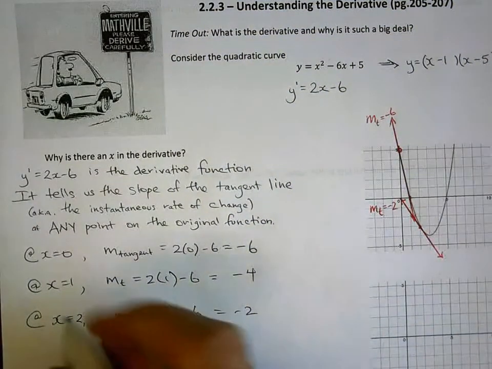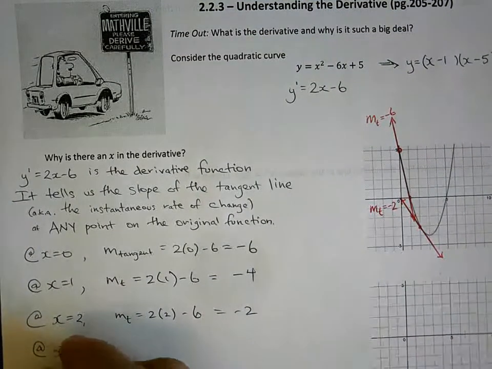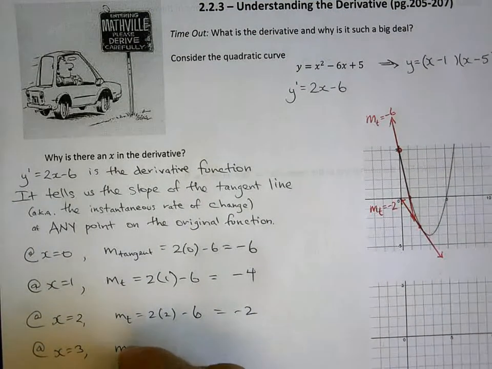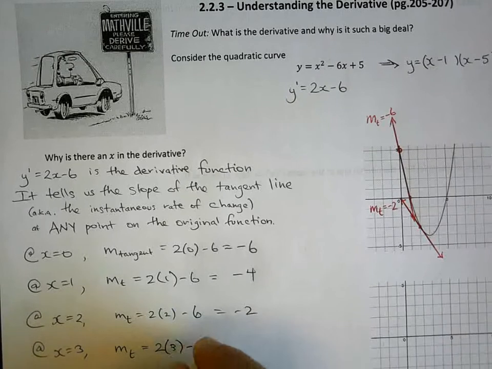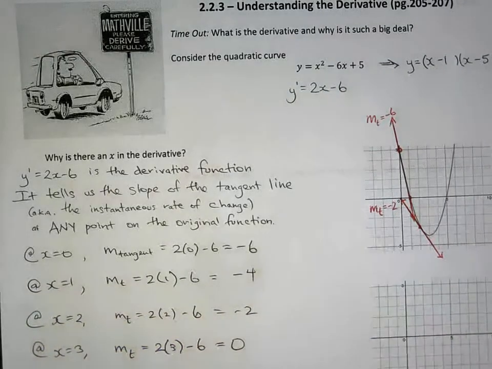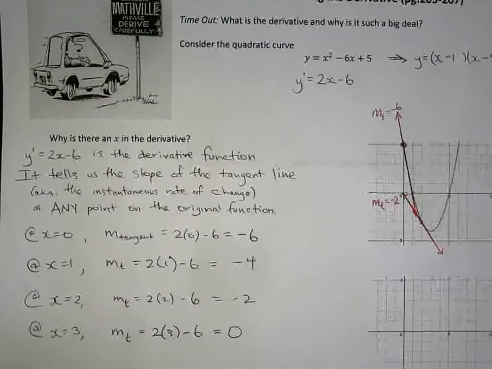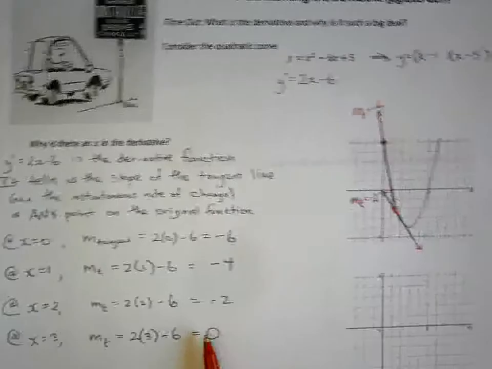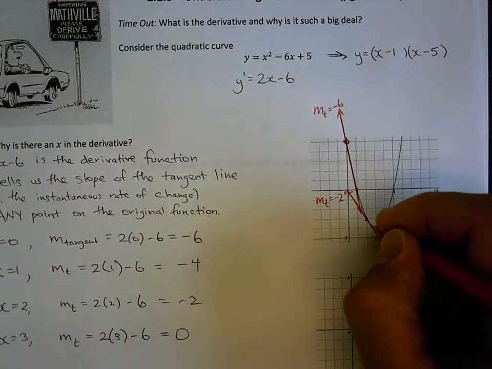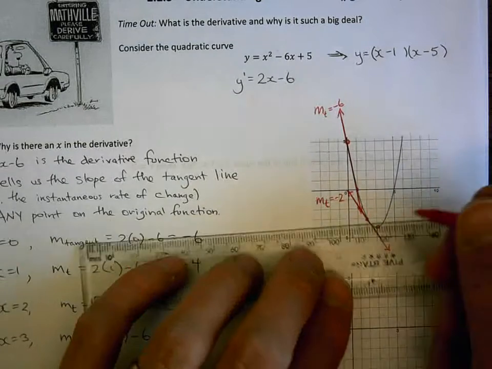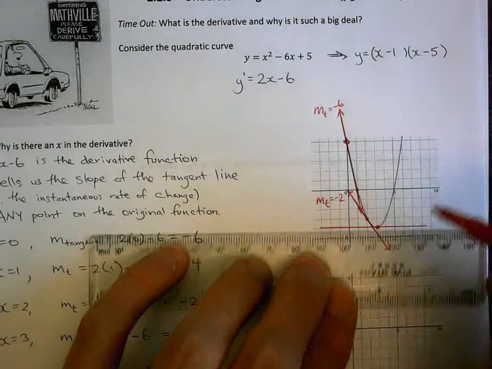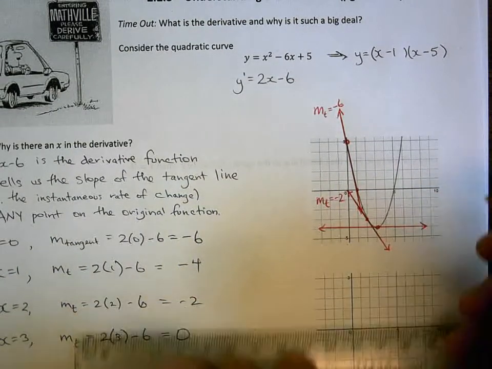Here's an interesting one. What about x equals 3? M tangent is equal to 2 times 3 minus 6, which gives me 0. Well, what does that mean? Well, the slope of 0 means a flat line. And, oh yeah, look. At this point, x equals 3, the tangent is horizontal.